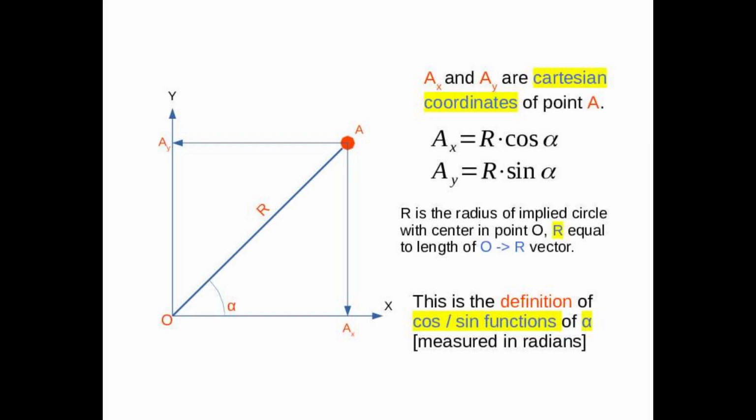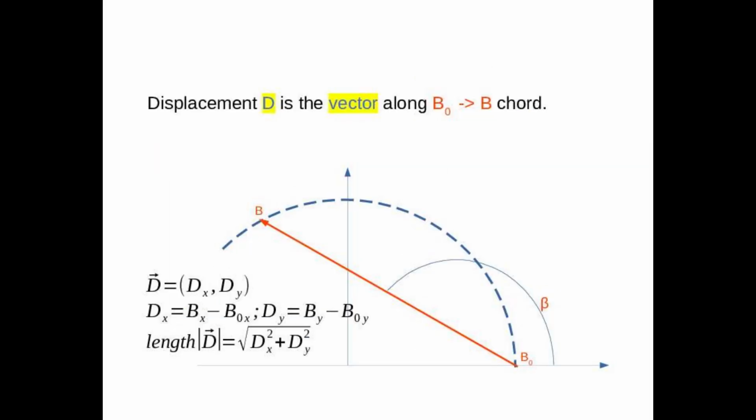Next page, we introduce Cartesian coordinates of point A. With that, we define functions cosine and sine. R is the radius of implied circle as shown, and another picture for displacement when traveling part of a circle, shown as vector with 2 coordinates.